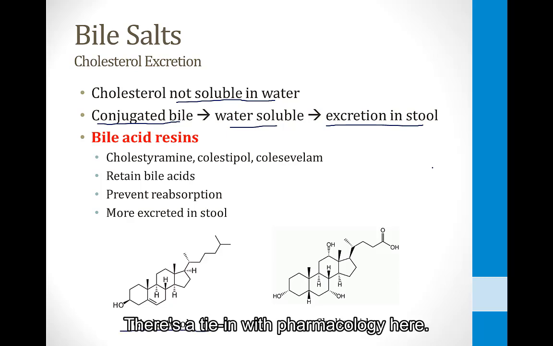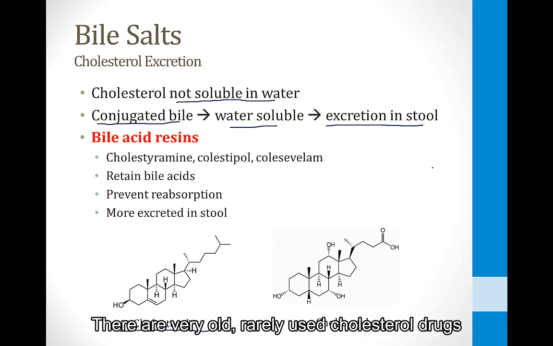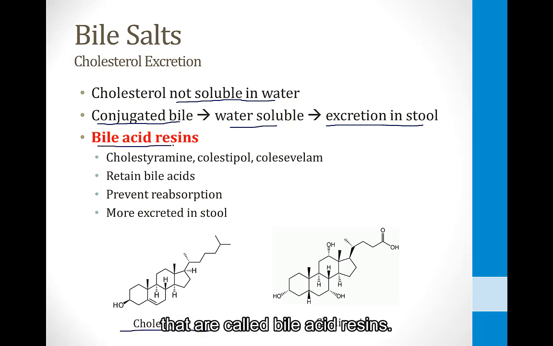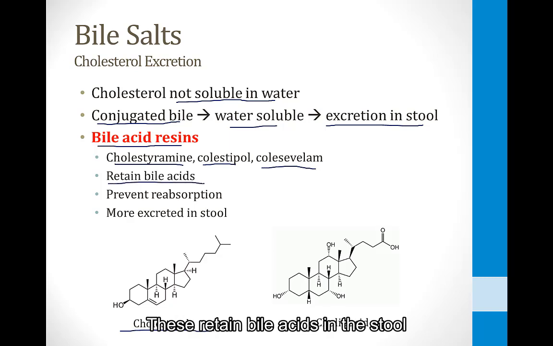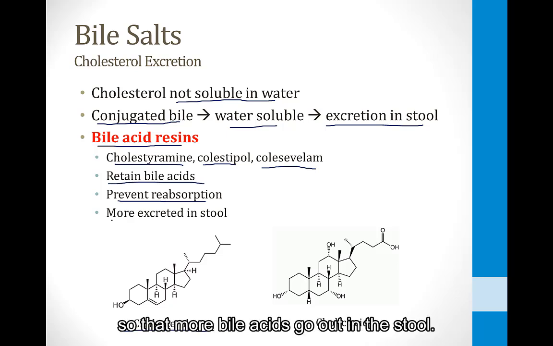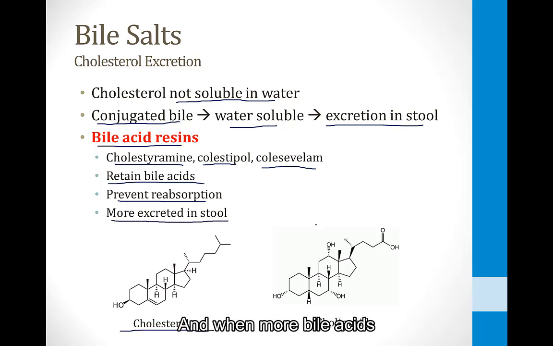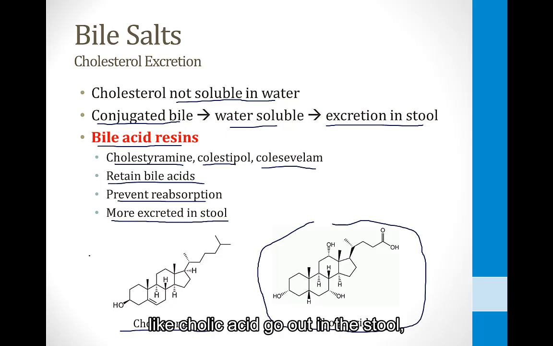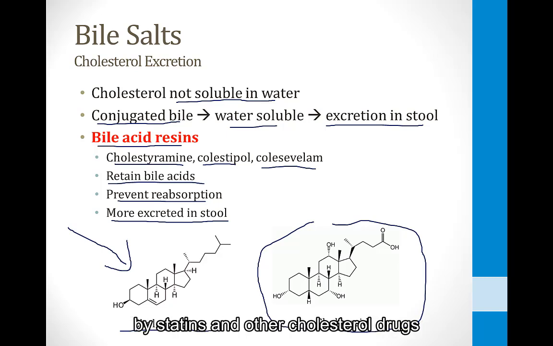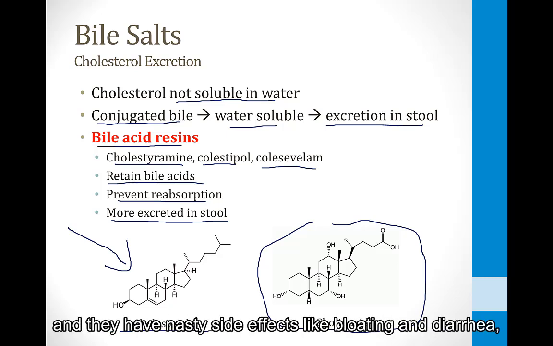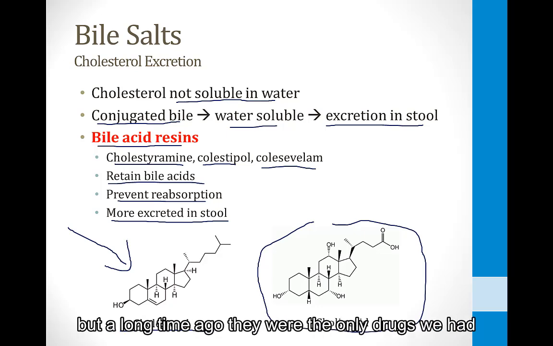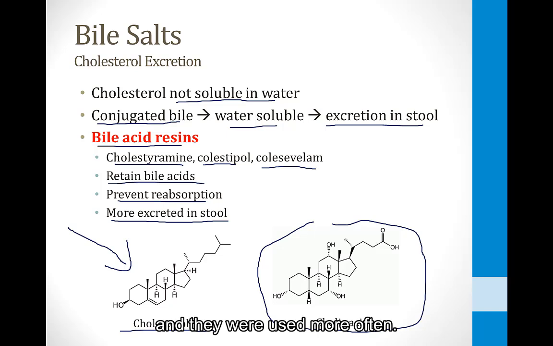There's a tie-in with pharmacology here. There are very old, rarely used cholesterol drugs that are called bile acid resins. These are drugs like cholestyramine and colesevelam. These retain bile acids in the stool and prevent their resorption so that more bile acids go out in the stool. And when more bile acids like cholic acid go out in the stool, that means you are eliminating more cholesterol from the body. These drugs have largely been replaced by statins and other cholesterol drugs, and they have nasty side effects like bloating and diarrhea, but a long time ago they were the only drugs we had and they were used more often. I talk about these in more detail in the modules on lipid drugs.